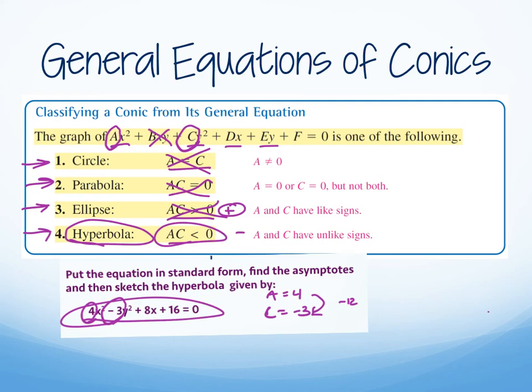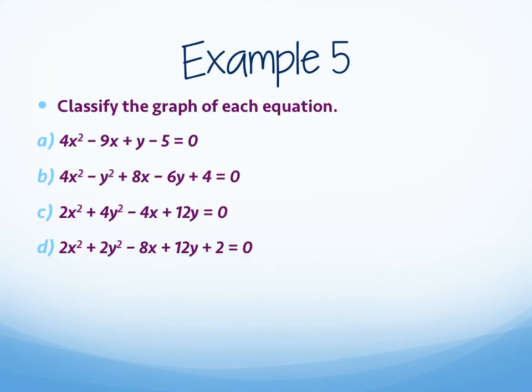So this is a quick way to figure out what kind of conic you have before you put it into standard form. So you could use it on something like this. This just says classify the graph of each equation. So we're not actually graphing any of these, we're just classifying. Remember, a is what's in front of the x squared. It'd be 4. C is what's in front of the y squared. There's no y squared, which means it would be 0. Now, when I multiply these together, I get 0, which means that this is a parabola.